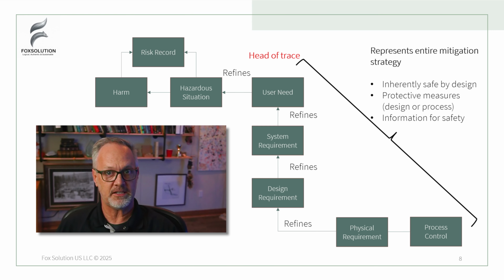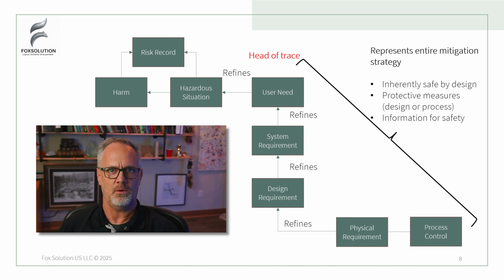And then there's protective measures, either in the design or in the process. So we need everything not only in the design requirements, but also in the process controls and how the processes are going to assure that those physical requirements are delivered. When I say physical requirements, I mean critical to quality characteristics that are necessary and related to user safety. And then finally, information for safety. Well, those are just design requirements related to the labeling and or to the training.